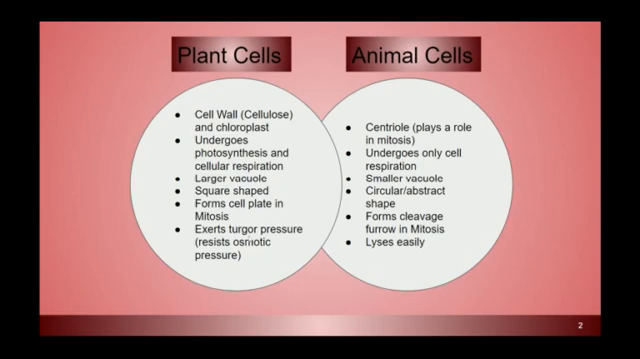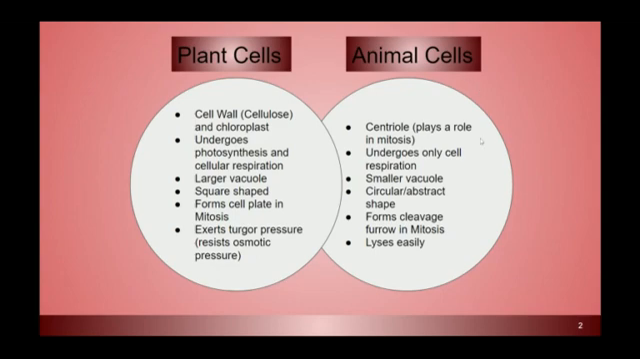Plant cells exert what's called turgor pressure to resist osmotic pressure. And what that means is, when a plant cell gets flooded with water, and water keeps coming into the plant cell, instead of bursting like an animal cell would, the plant cell actually exerts this turgor pressure that's caused by the cell wall. And because the plant cell has this boundary of the cell wall, it doesn't lyse or break up or explode all over the place because of the addition of water.